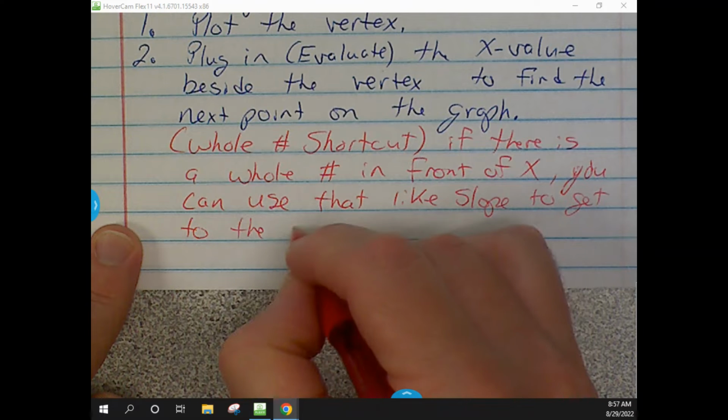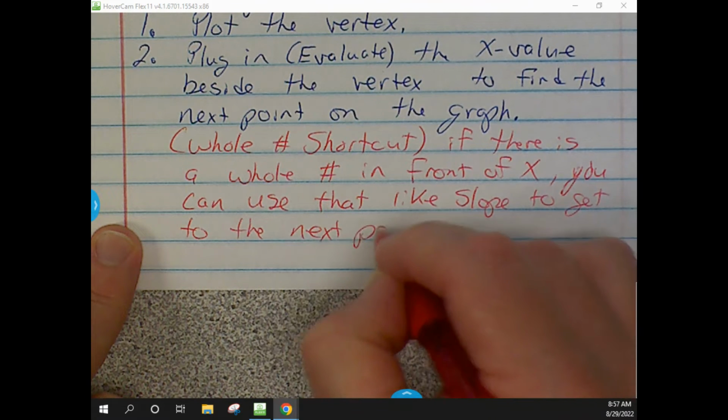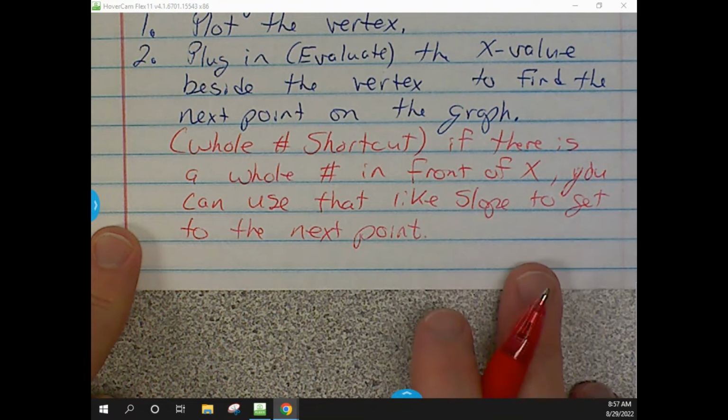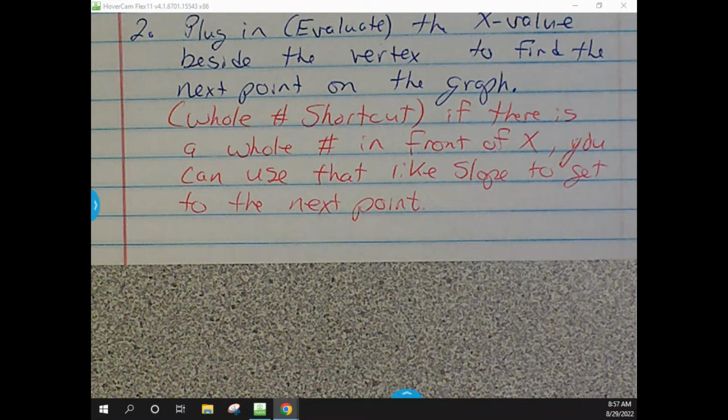Now, it only works for 1 point. It does not work for the second or third or fourth or fifth point, because with parabolas, you're squaring it. And if you square 1, it's always just going to be 1. So it doesn't matter what you do. If you move 1 space over, if you square 1, it's always going to be 1. And if you square 2, now we're talking 4. So it's going to change it.